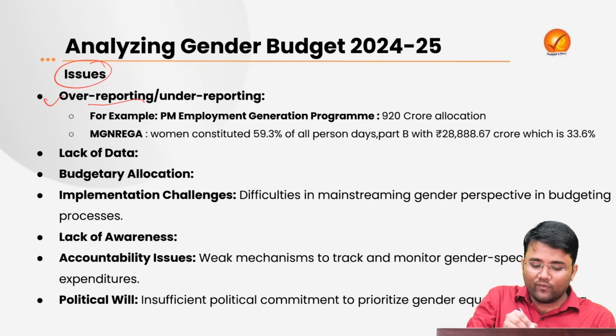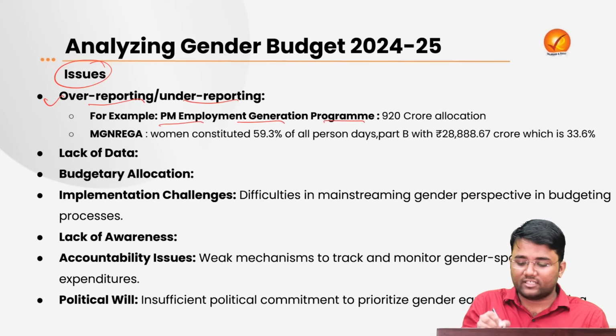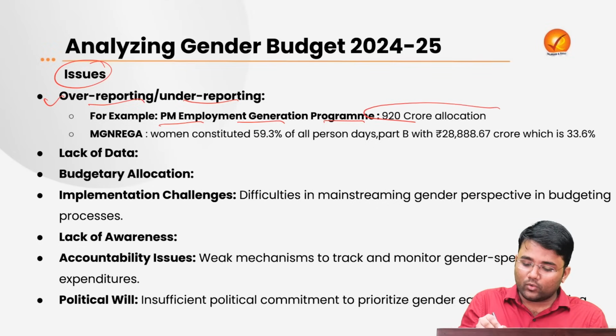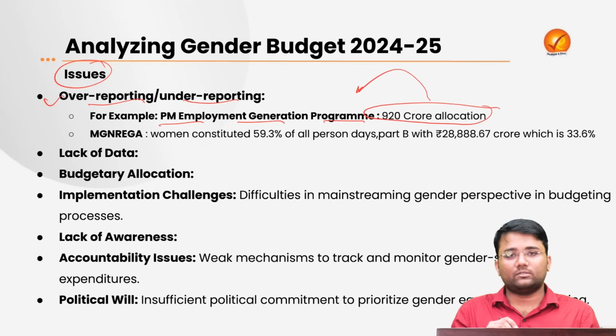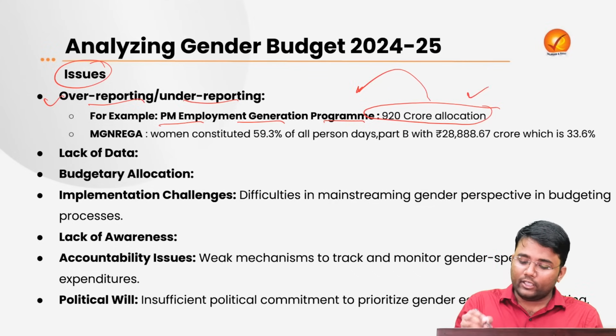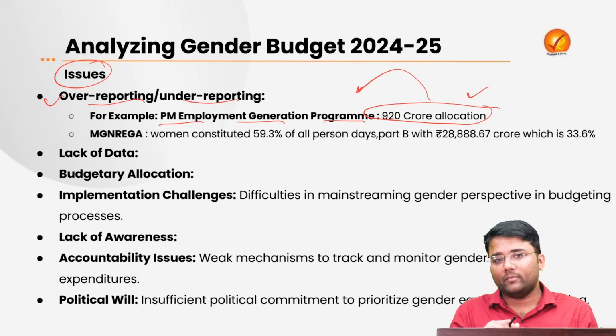If we look into the issues, some of the issues that are given in the editorial itself, that is the issue of over-reporting and under-reporting. For example, under the PM Employment Generation Program, 920 crore allocation was there. However, it has been said by the expert who has written this particular piece of editorial that this 920 crore allocation couldn't be materialized into providing proper employment to women.